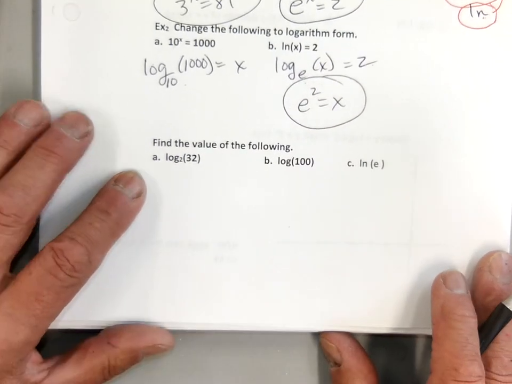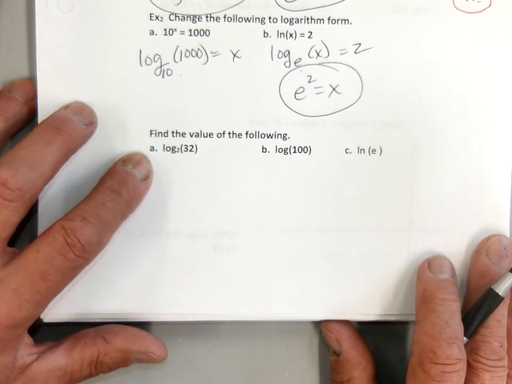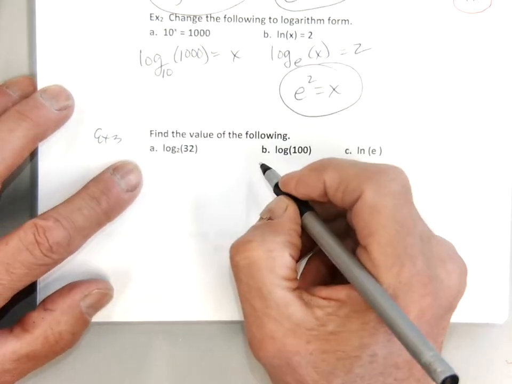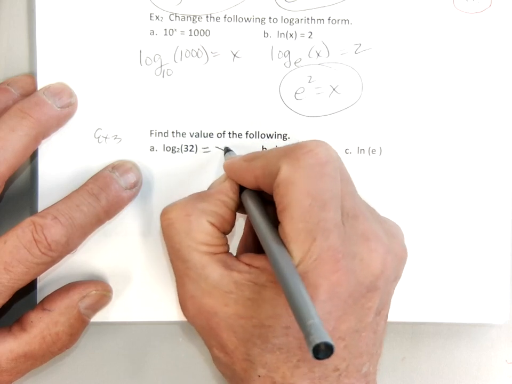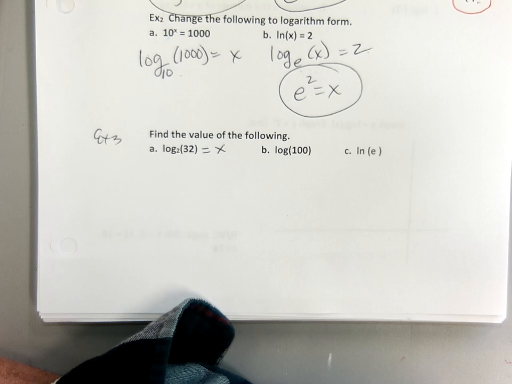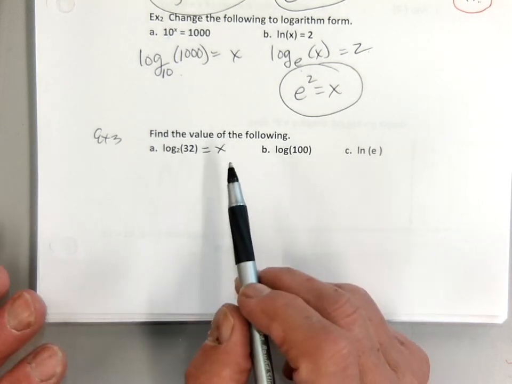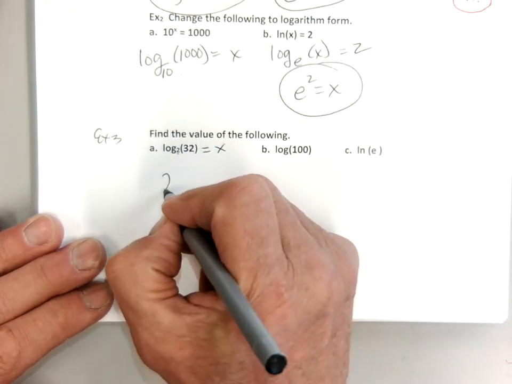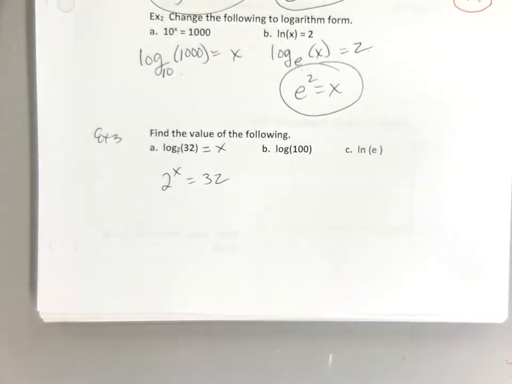Okay, now, example, I guess it'd be example 3a. So find the value of the log. So what I like to do is just set it equal to x, okay? Now you have log base 10, but you don't have log base 2, do you? But we could do this. We can use our brains. We can go 2 to the x equals 32, okay? All right, come on, smart kids.